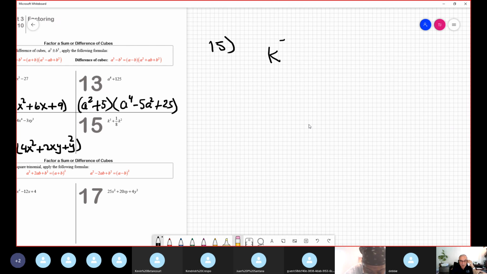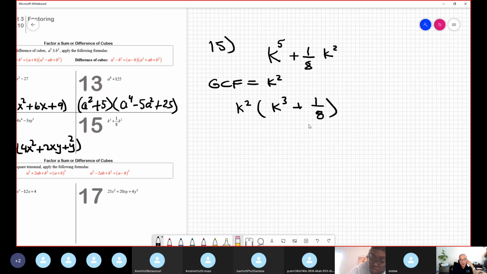K to the fifth power plus 1 over 8 k squared. It's obvious that the first thing you should do is GCF. GCF is k squared. Remember, when it's a variable it's easy because you take the smaller exponent. Between 5 and 2, the smaller is 2. And you factor out k squared. It leaves k cubed, because 3 plus 2 is 5, plus 1 over 8.